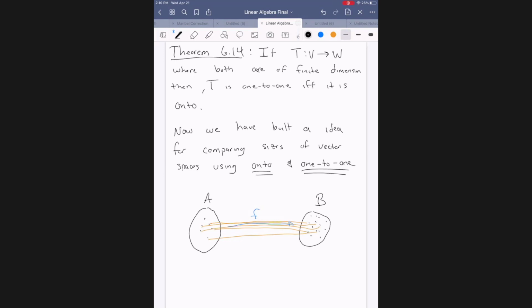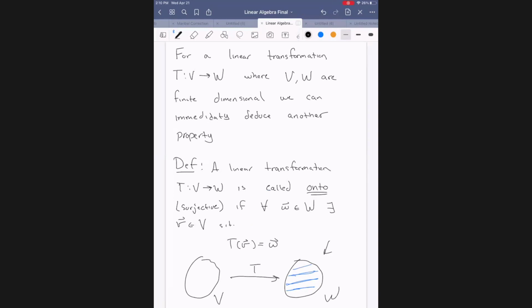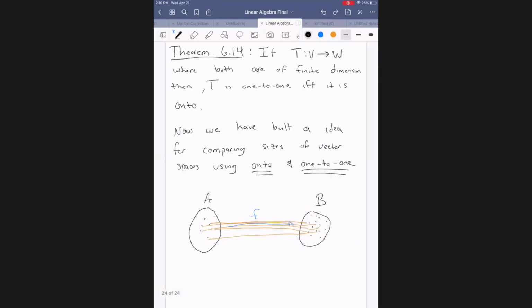Now, adding the idea of onto, meaning that the entire set, remember, the idea of onto means that W was completely hit, right? If I can guarantee that not only is it one-to-one, but the entire set is hit, then what can I say about A and B? The size.